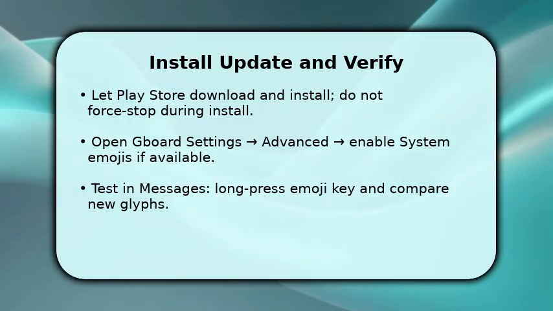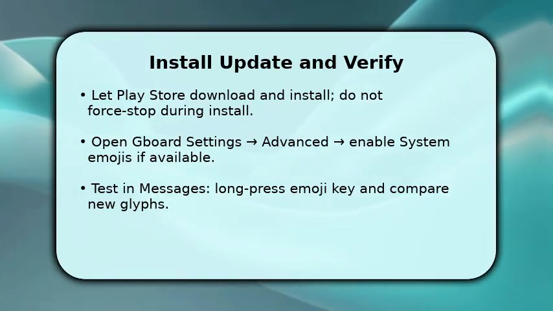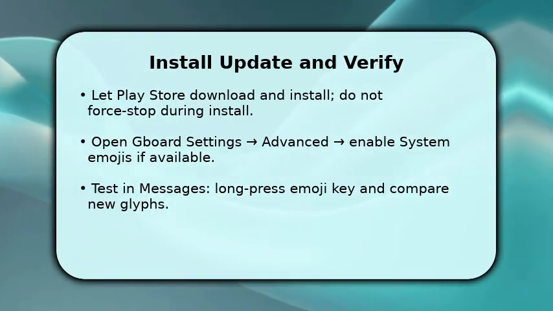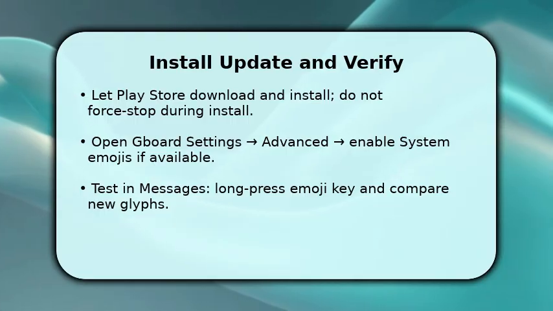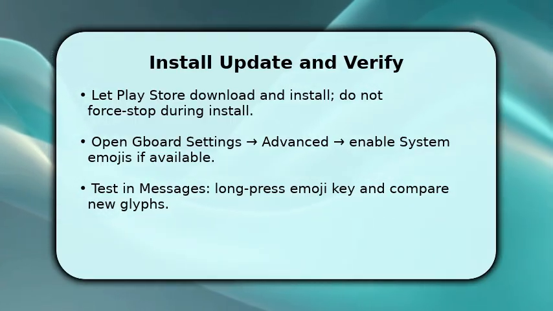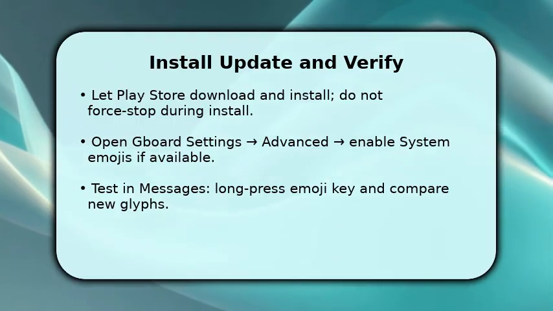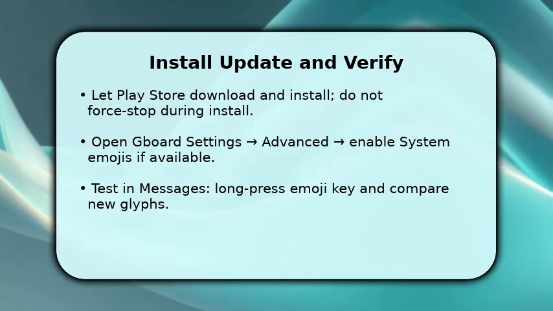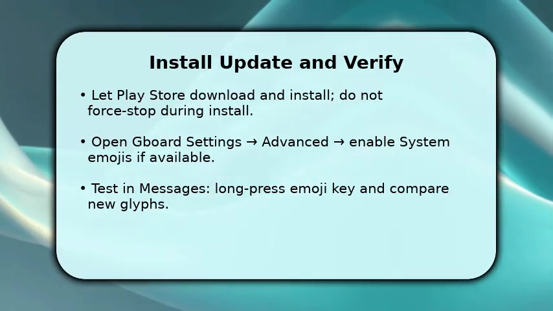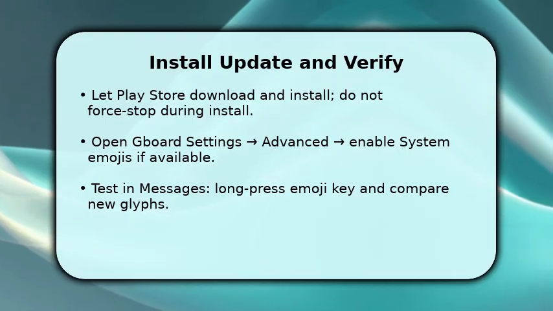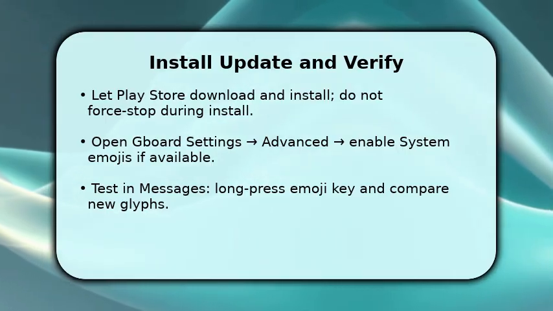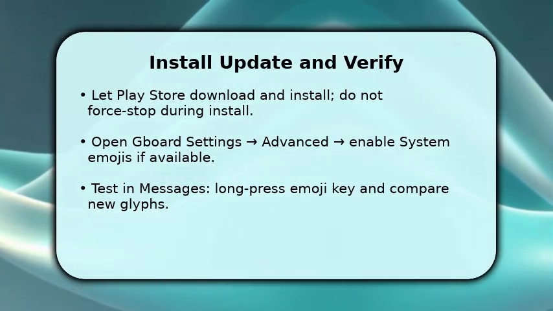Once installed, open Gboard settings from the keyboard or app icon, go to Advanced and check options like Use System Emojis or Emoji Style. Toggle if present because some Android versions let Gboard prefer system emoji glyphs. Then test in a chat app. Open the emoji panel and long press keys to confirm the new glyphs appear, ensuring the update applied correctly.